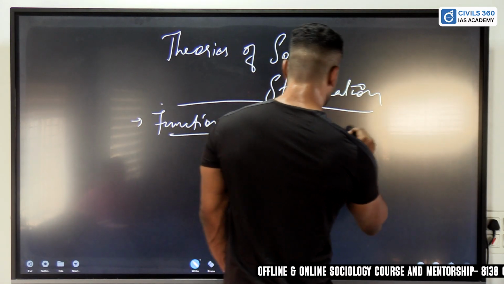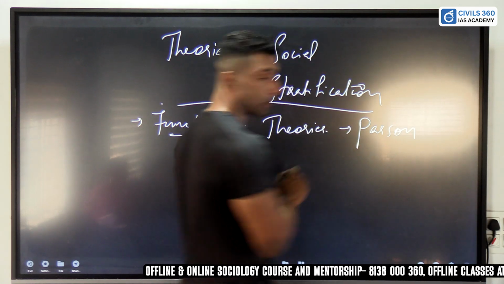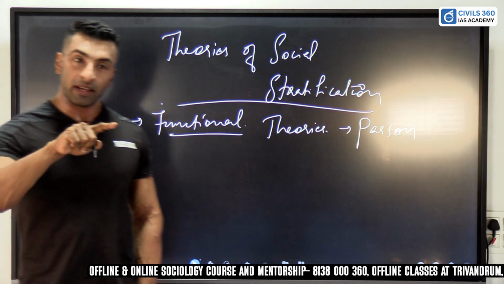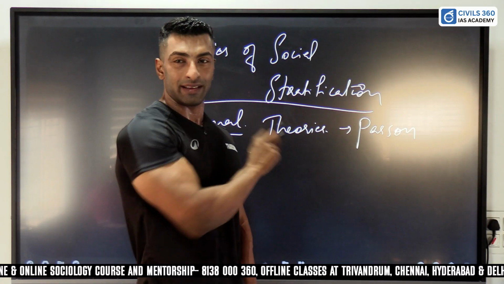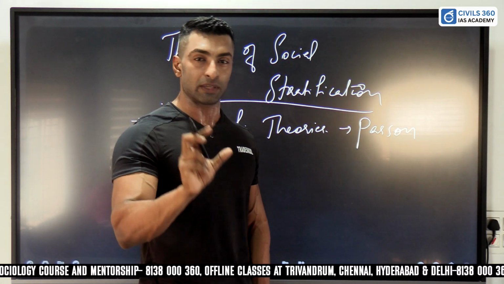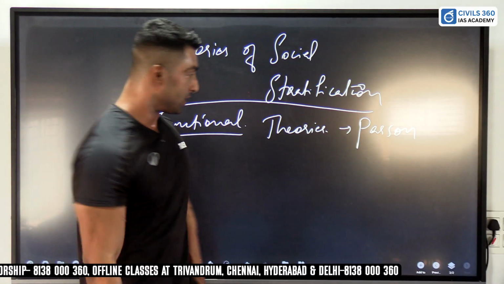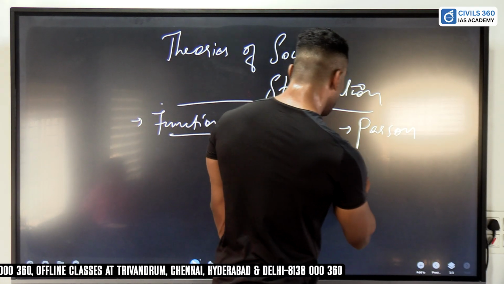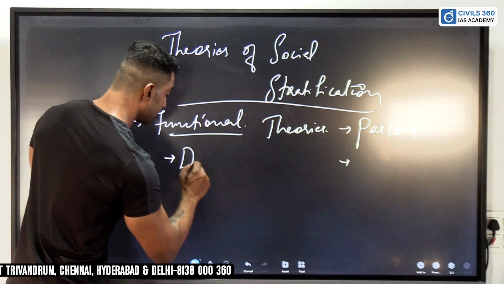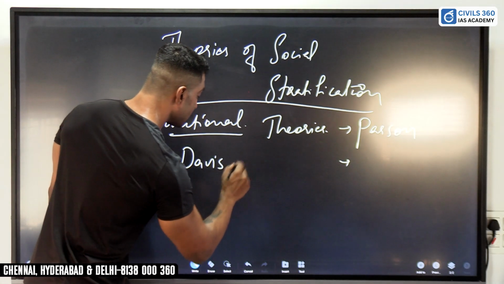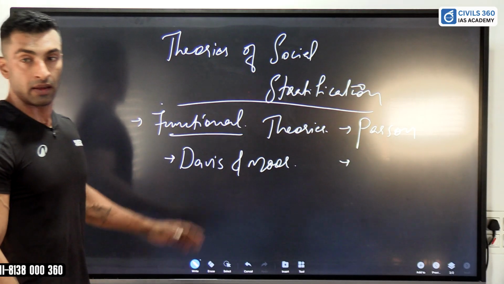One from Parson. Okay, Talcott Parson. Parson already will be coming in thinkers, but not this theory. This theory we will study here. It's just one paragraph, very simple concept only. I'll explain that and it's over. Parson's theory of stratification. And then comes the next and the most important one, that is Davis and Moore theory of stratification.